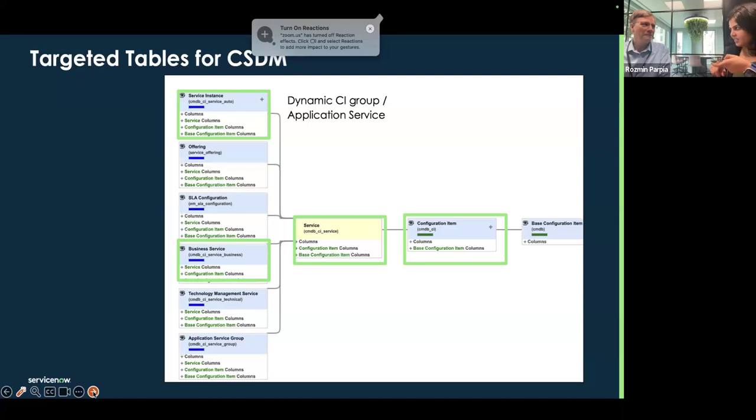One is the service instance, which was historically application service. Then there is a technical service, and there is business service, and those are all peers of each other. And then the dynamic CI group and the application service are subtypes of the service instance. So it just keeps going, right? That little plus that you see in the first box, that's what that means. You can keep opening it.